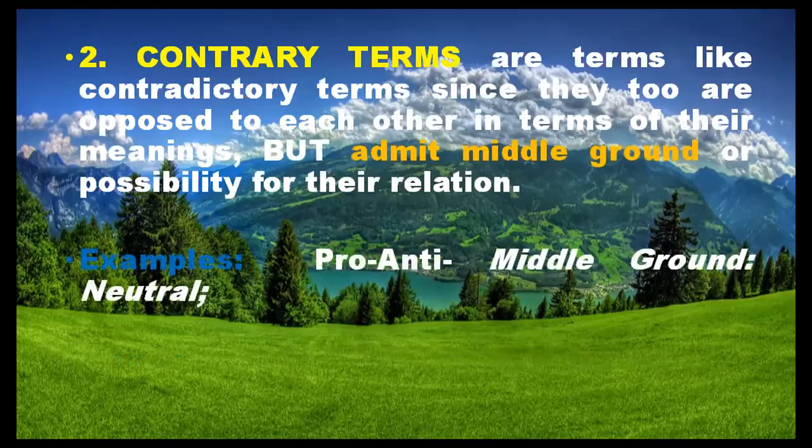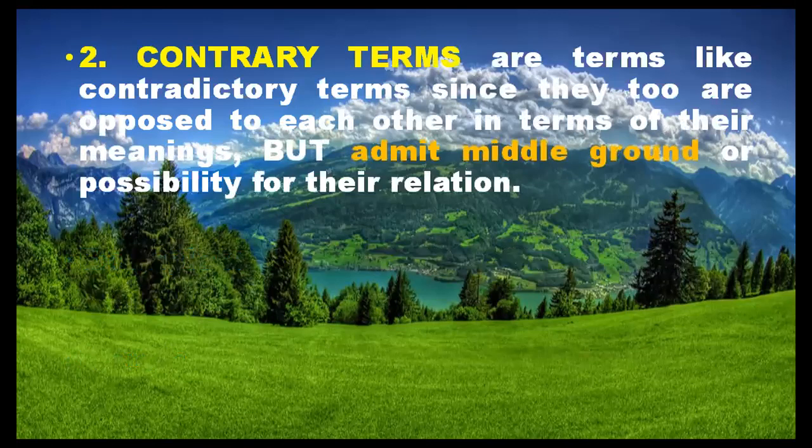No? Are terms like contradictory, we will later on go to the square of opposition, mayroong contrary dito sa kabila, left and right sila dyan. Yung naka-diagonal dyan is contradictory. We will later on know about it, no? But for the meantime, we just define this: contrary terms are terms like contradictory terms, since they too are opposed, nagbabanggaan, opposed to each other in terms of their meaning, but admit middle ground or possibility for their relation. No? So, ibig sabihin, mayroong neutral dito.